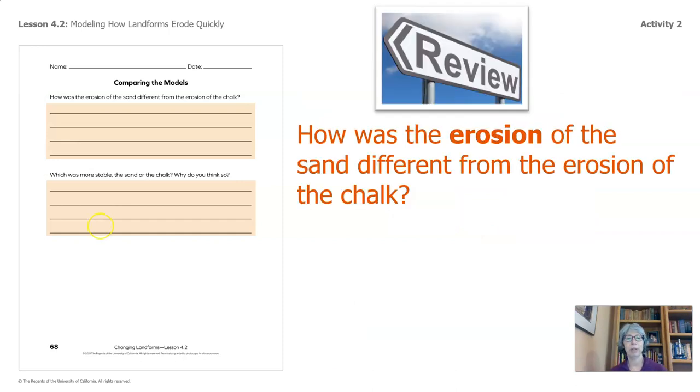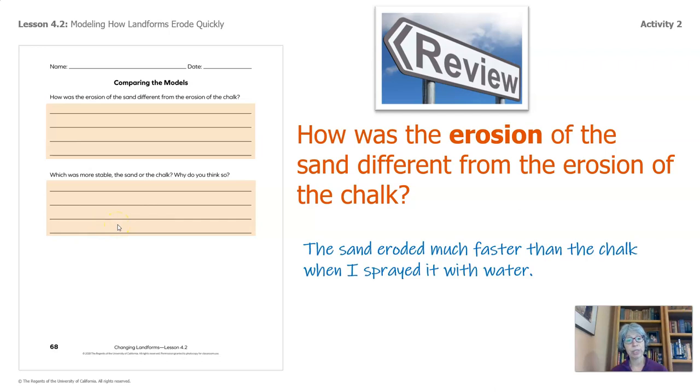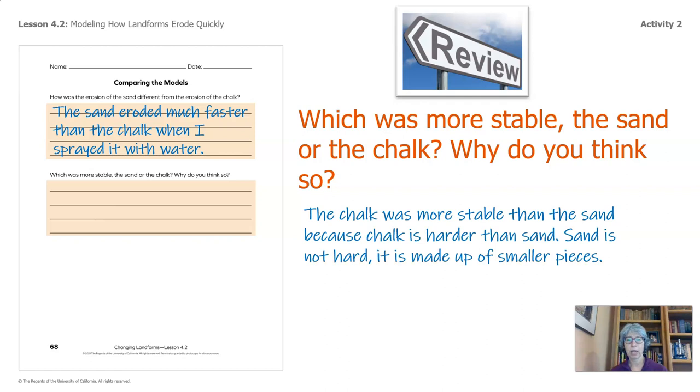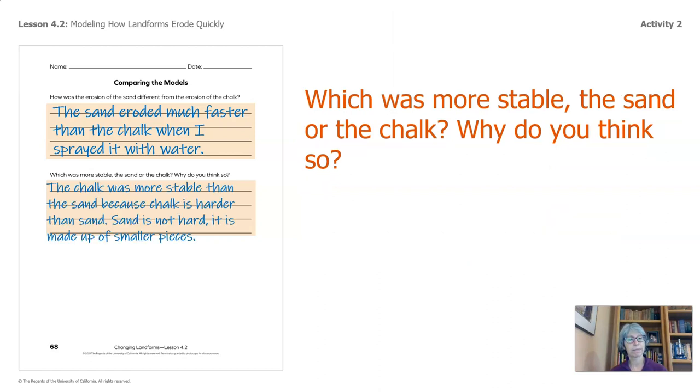All right, let's review. How was the erosion of the sand different from the erosion of the chalk? What'd you say? Oh, the sand eroded much faster than the chalk when I sprayed it with water. Yeah. Put that right there. Which was more stable, the sand or the chalk? Why do you think so? The chalk was more stable than the sand because chalk is harder than sand. Sand is not hard. It's made up of smaller pieces. Put that there.